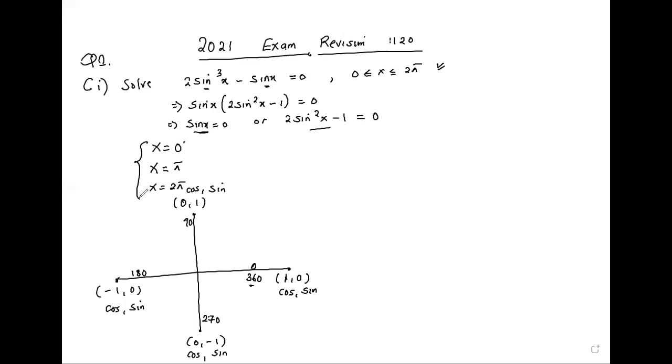Then we go to the other one. Well, we are solving for sine. So we'll have sine squared is equal to 1 over 2. So we take 1 to the other side and then divide by this 2 here. Then we square root. So we have sine x is equal to plus or minus. So plus 1 over root 2, or sine x is minus 1 over root 2.